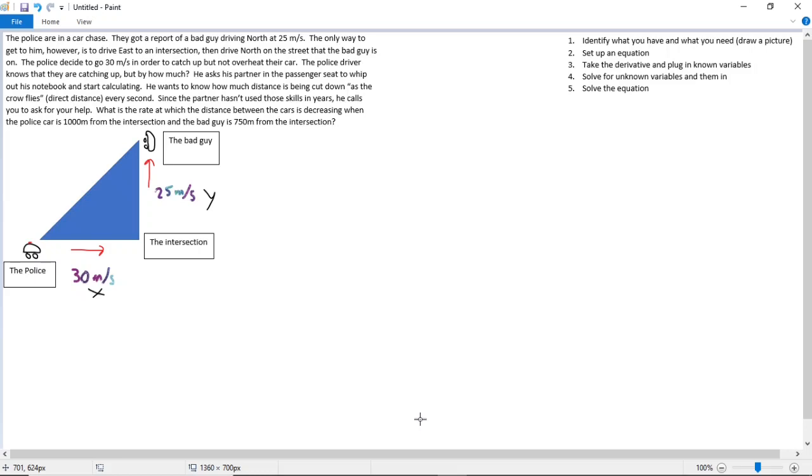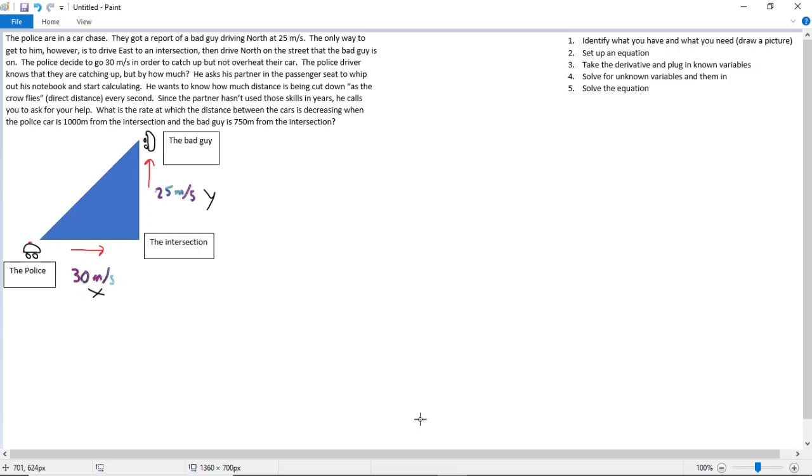The police are in a car chase. They got a report of a bad guy driving north at 25 meters per second. The only way to get him, however, is to drive east to an intersection, then drive north on the street that the bad guy is on. The police decide to go 30 meters per second in order to catch up but not overheat their car. The police driver knows that they are catching up, but by how much?